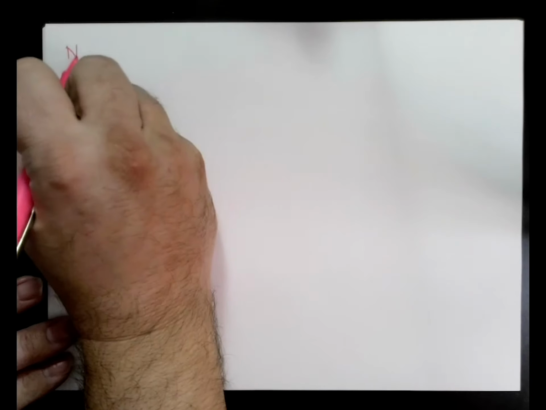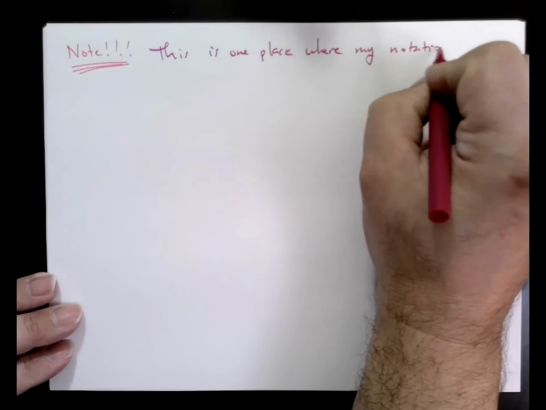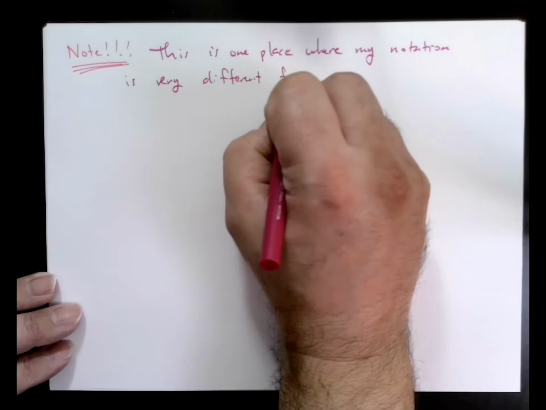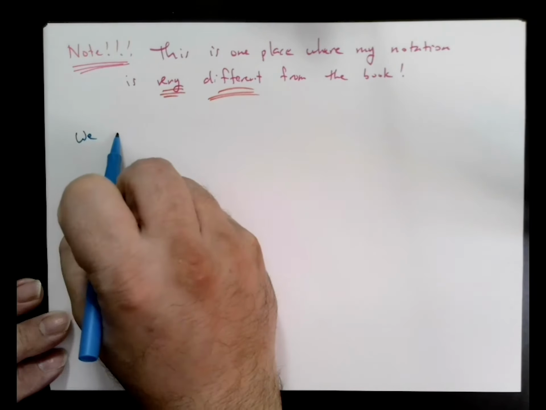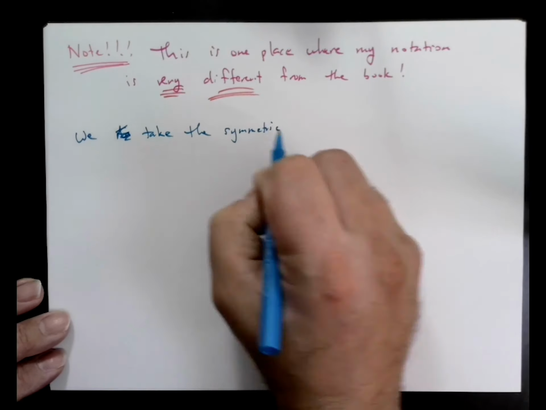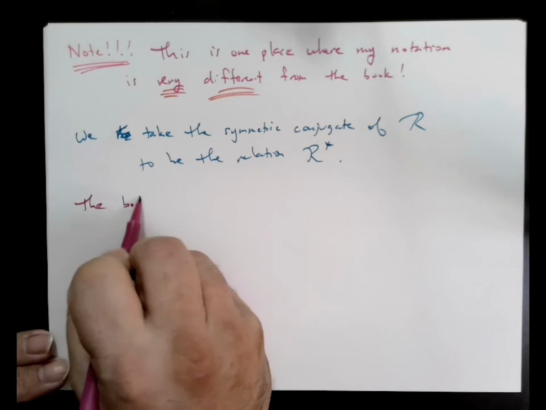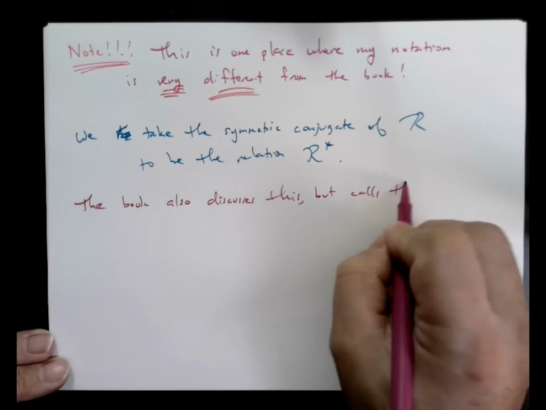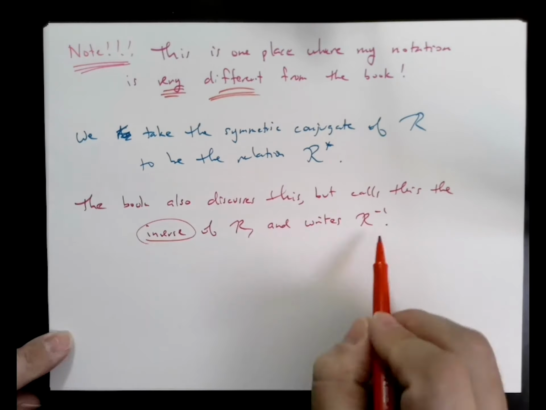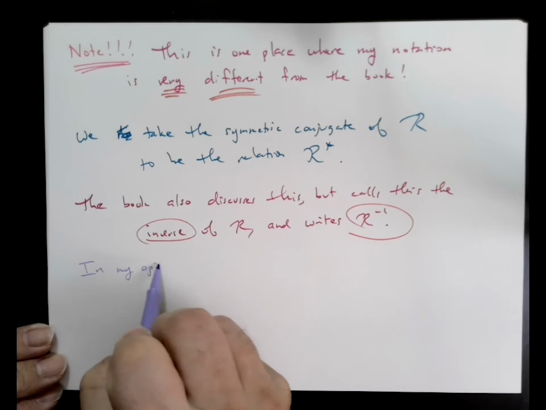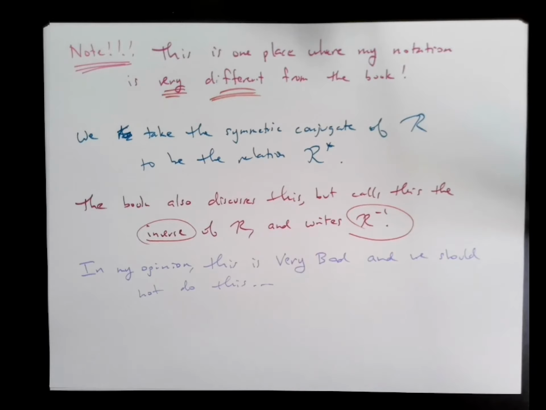Let me point out one thing here. This is one place where my notation is very different from the book. Let me explain. We define the symmetric conjugate of a relation R to be the relation R*, where we flip the entries. The book also discusses this notion, but it calls it the inverse of the relation and actually writes R^-1, like it was a function. In my opinion, this is a very bad convention, and we should not do this. The word inverse should be reserved for the inverse of a function, and referring to the inverse of a relation, I think, is actually more confusing than not.